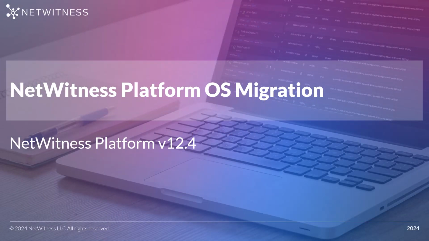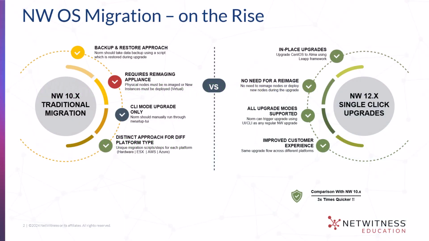In this video, we will discuss the NetWitness Platform OS migration. Today, we will go through the process of the Platform OS migration and how the upgrade process is being handled. As most of you know, CentOS 7 end of life is from June 2024, and the NetWitness platform will be migrating to Alma Linux.